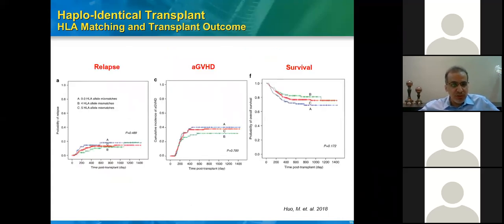Another study showing the same result here, when you have 0 to 3 or 4 or 5, so this is out of 10. And again, with regard to relapse or acute GVHD or overall survival, there is no statistical difference between more matching with haplo. So more mismatch within the haplo, still the result is comparable.